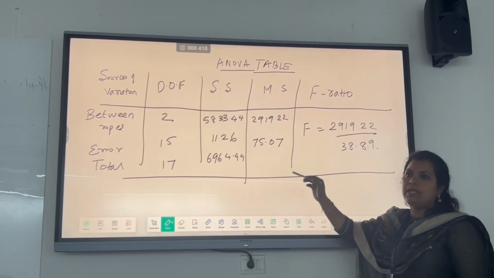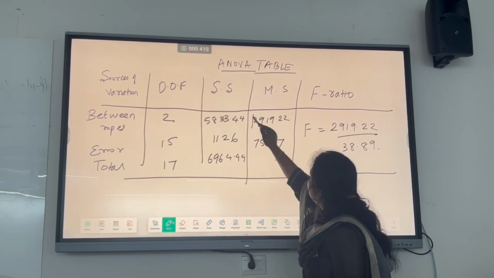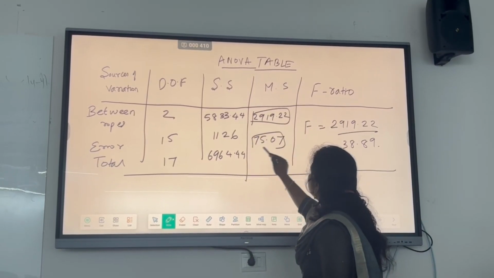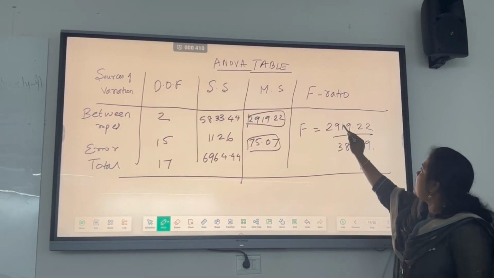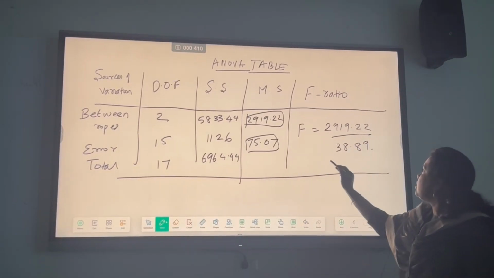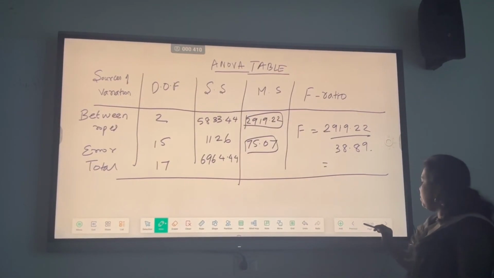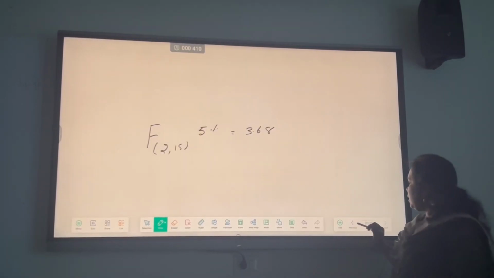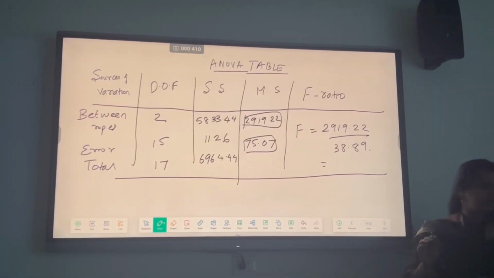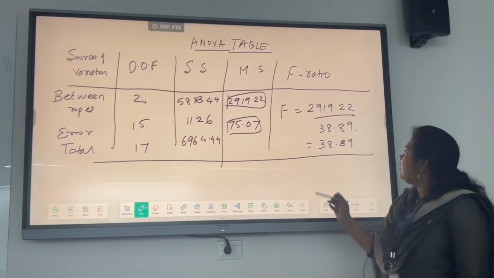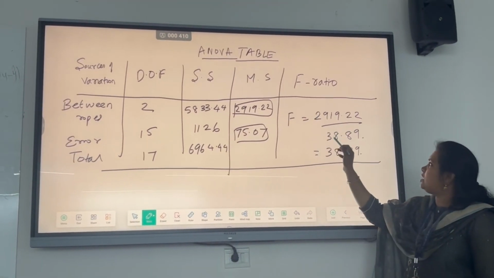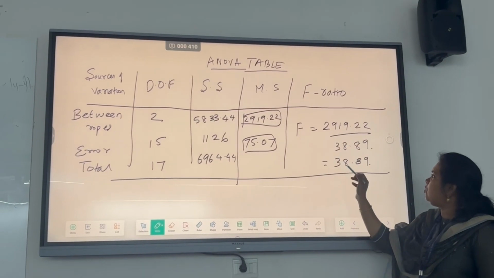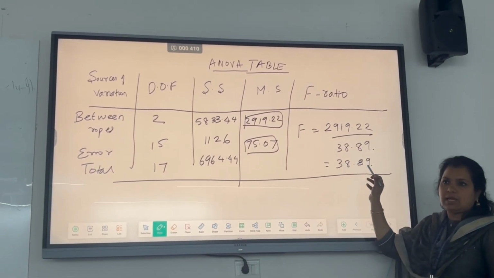We can find here that this is the greater term and this is the least term, so that is what we wrote here: greater variance divided by the least variance. We will calculate here, this is the greater variance, this is the smaller variance. When you divide this value, you get it as 38.89.